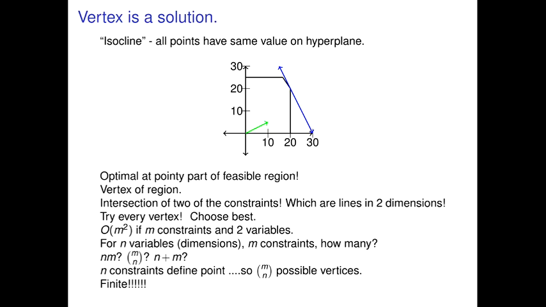Now you have an idea of what the geometry is, right? Each vertex is an intersection of n of the constraints in n dimensions. Okay? Yeah, but it's terrible. This is a terrible algorithm. But at least you got an idea of what's going on.